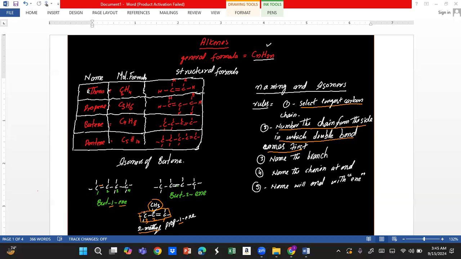So this is all for today. We will continue making isomers and structures, and their physical and chemical properties and applications of alcohol.